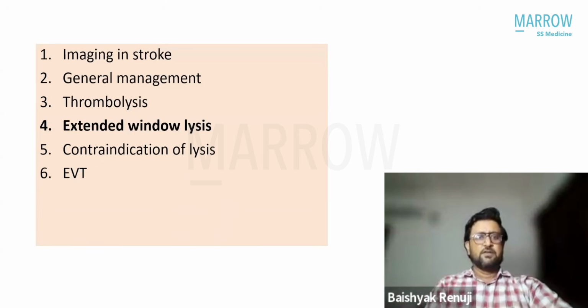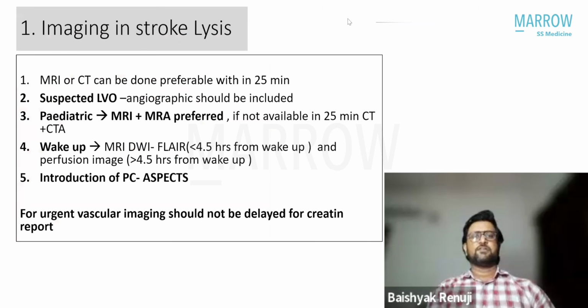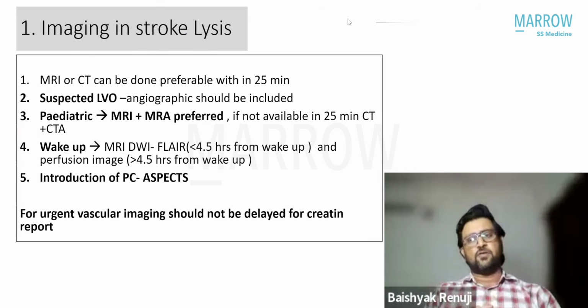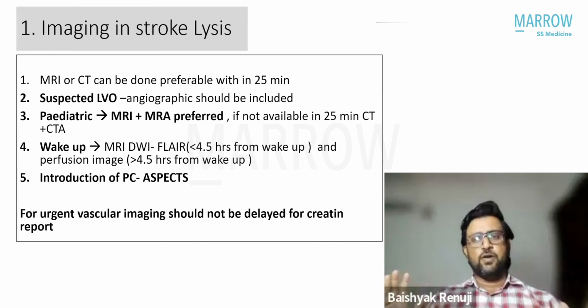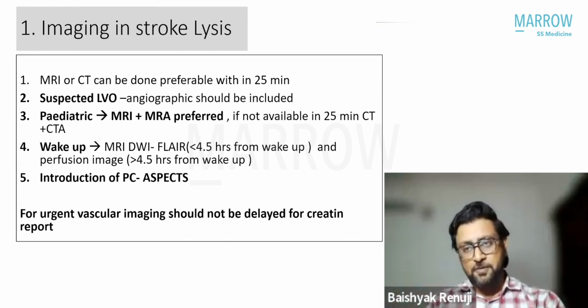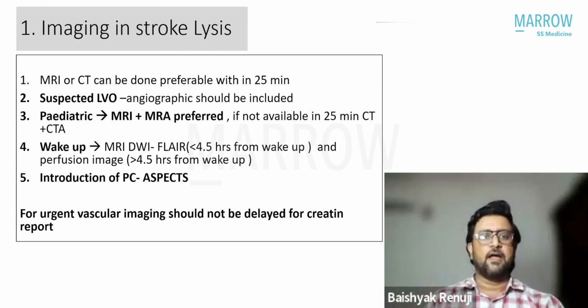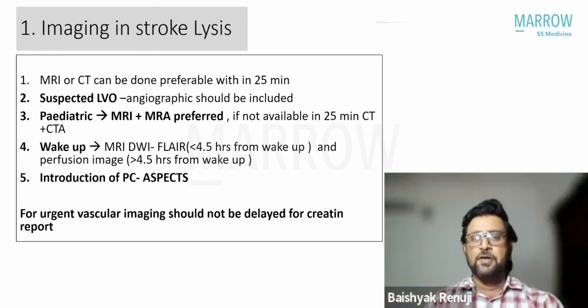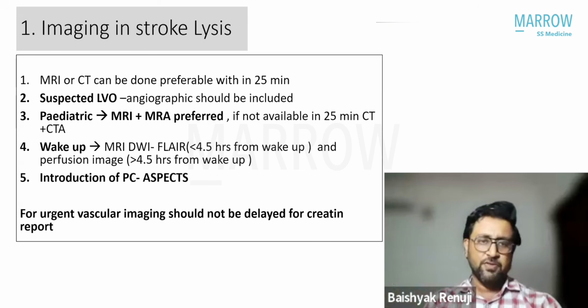We'll just brush through it. For students, what we covered was basically imaging in stroke. You can do any imaging, whichever is possible, either CT or MRI, if feasible within 25 minutes. If it's not feasible, you go with CT and preferably with angio. That is the same in the new guidelines also. There is not much difference. But if you suspect LVO, angiography should be included, which can be done along with or later.